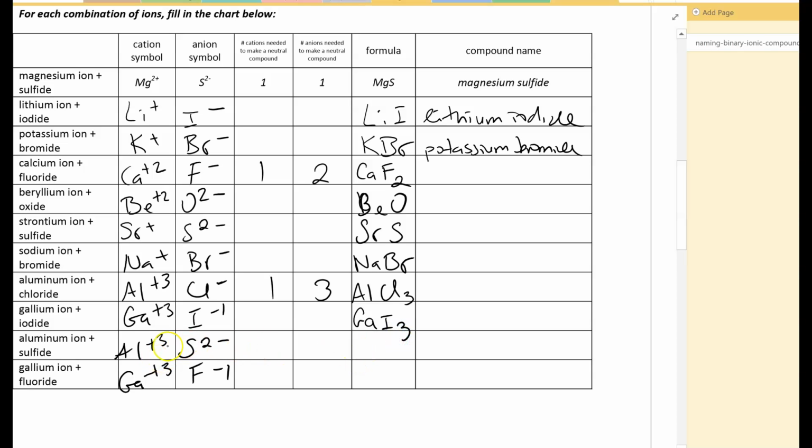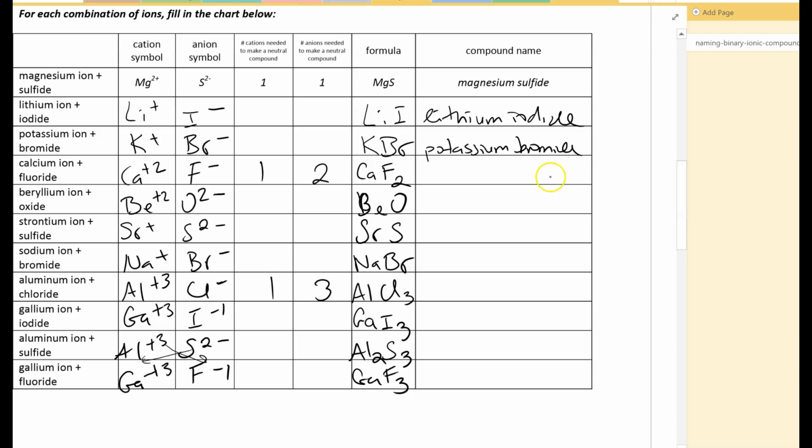Now, when you look at aluminum sulfide, it's going to be like a crisscross, right? So you're going to use the 2 as a subscript for aluminum, 3 as the subscript for sulfur. So it's going to be Al2S3. And then gallium fluoride, you need 3 fluorines.